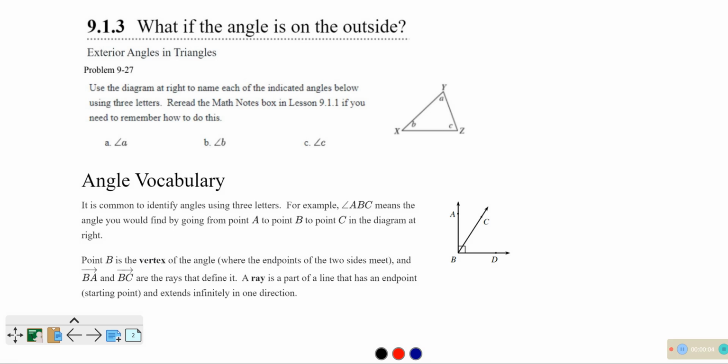Hello and welcome to lesson 9.1.3. What if the angle is on the outside?